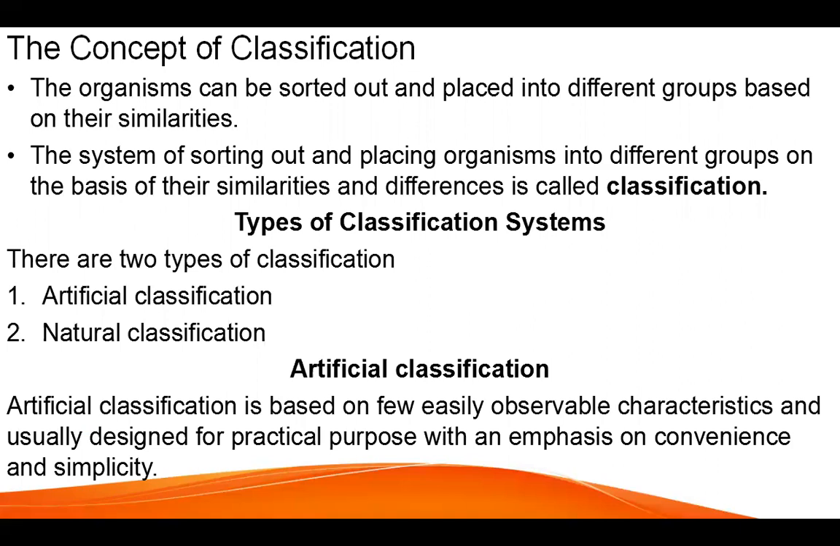Basically, there are two types of classification systems. The first one is the artificial classification system, and the second one is the natural classification system. The artificial classification system is based on a few easily observable characteristics, and is usually designed for practical purposes, with an emphasis on convenience and simplicity.